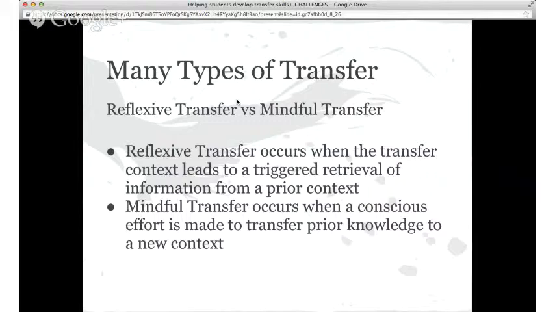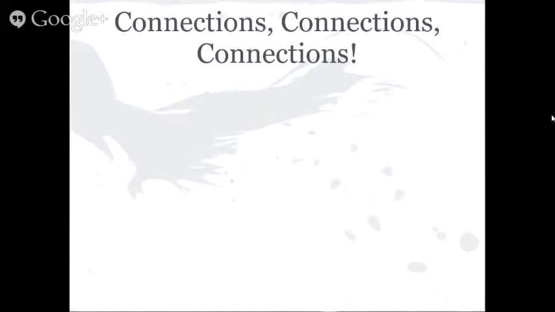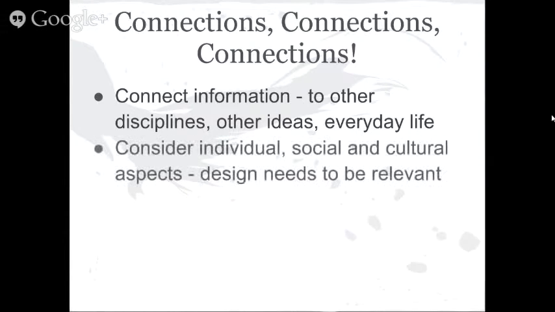How do we affect this mindful transfer? This leads us into the next few slides, which deal with how can we help students develop the ability to transfer. So one of the biggest things that is suggested is to provide connections as much as possible. So can we connect the information to other disciplines, other ideas, everyday life? And also we need to consider the individual social and cultural aspects that are connected to the learner. So the design needs to be relevant and consequential to the learner themselves. So pretty straightforward ideas, but easy to implement.